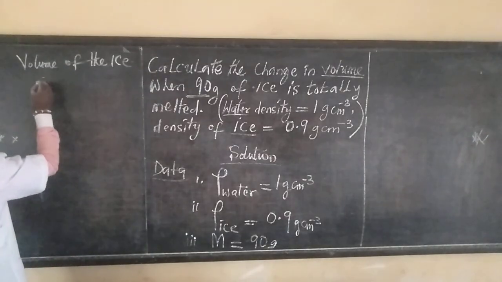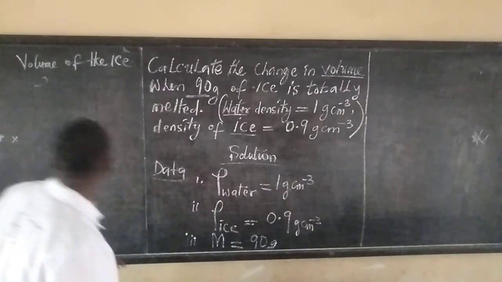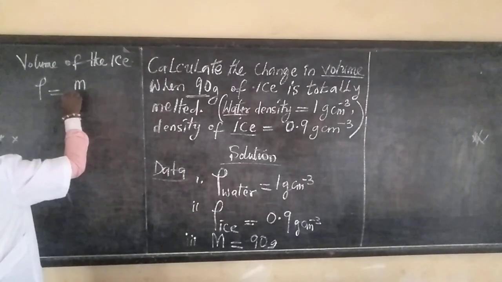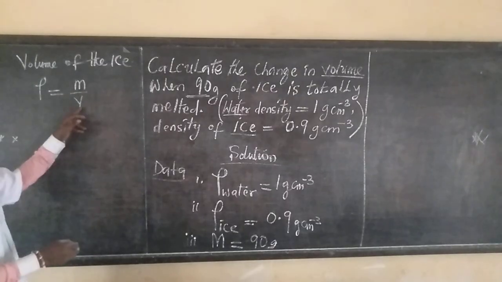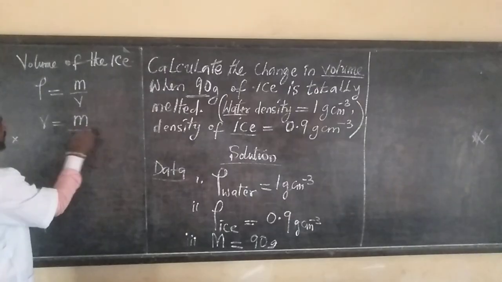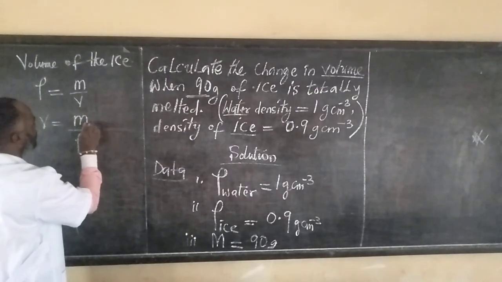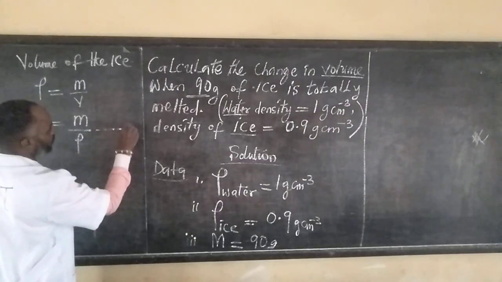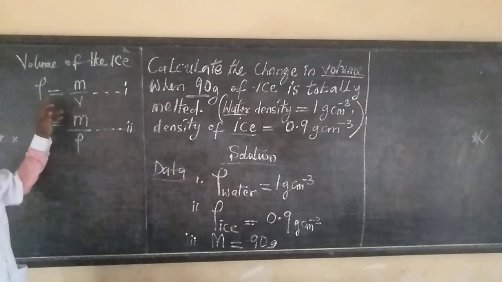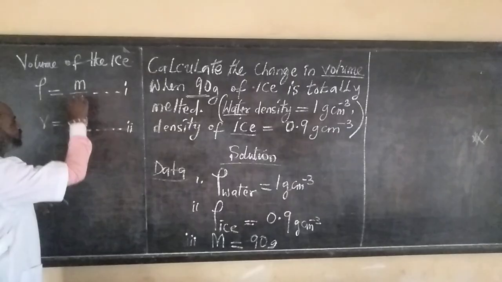Density is given as mass over volume. If we're looking for volume, it should be volume is equal to mass all over density. Good. We can call this relation 1. The original formula is density is equal to mass over volume. So that's the first thing we need to know.